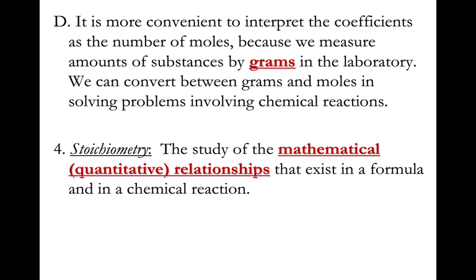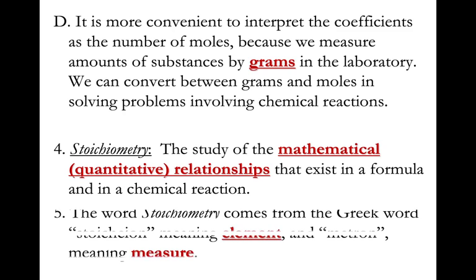Again, to define stoichiometry, that's the study of the mathematical relationships that exist in a formula and in a chemical reaction. Stoichiometry is strictly quantitative. You're not going to be dealing with hardly any qualitative information with regards to stoichiometry. It's going to be numbers, it's going to be measurements. So we have to make sure when you're doing your stoichiometry, you're using your significant figures rules to make sure that your measurements are accurate and representative of what's happening.